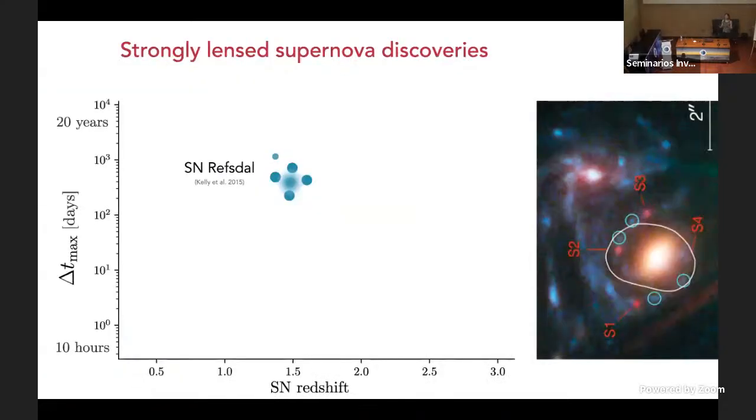But afterwards, we have discovered more lens supernovae. So I'm going to show them here in this diagram, where I will show them in terms of the redshift of the supernova and the maximum time delay between the images, because these are important properties. Okay, so let's go. We just go through the discoveries a bit quickly.